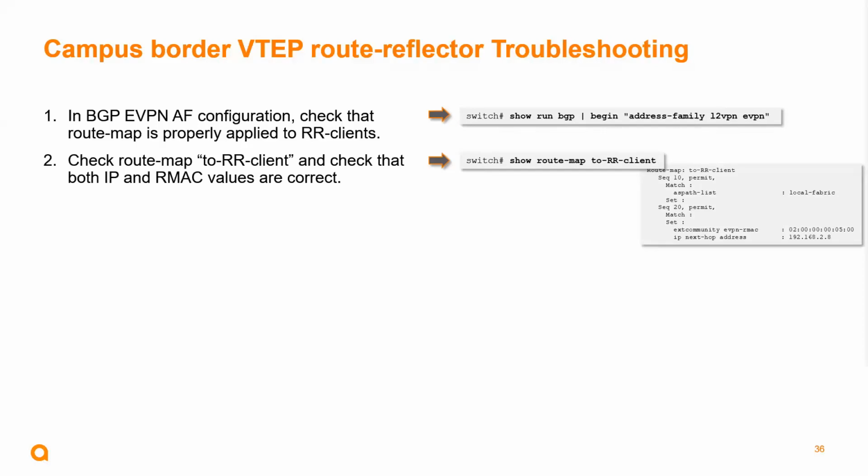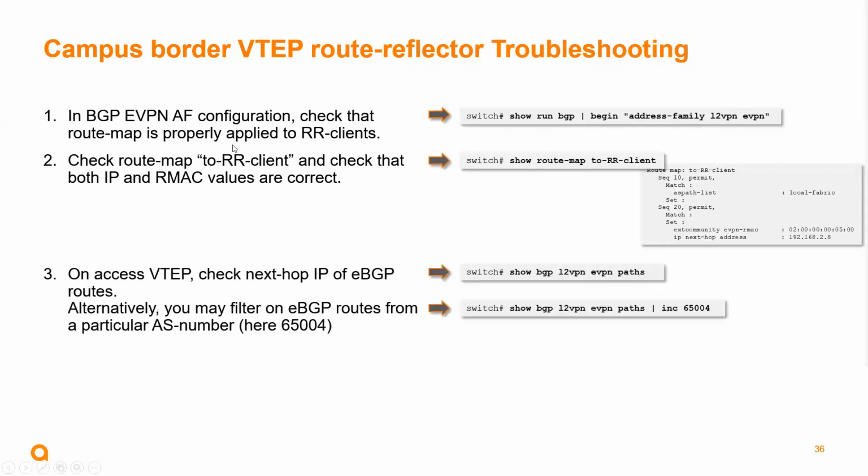Check the route map by itself, so you can do a show route map to see what the route map is. On the access VTEP, you can obviously check that the next hop IP for EBGP routes is set properly, being the border. Alternatively, you may filter as well with that command with the particular remote fabric that you would like to check.